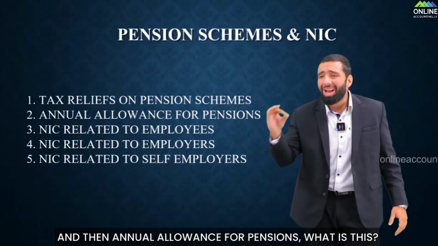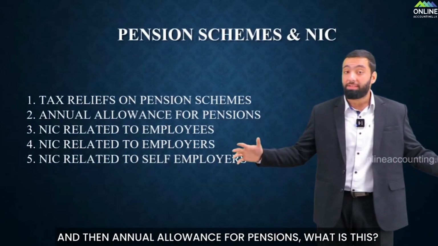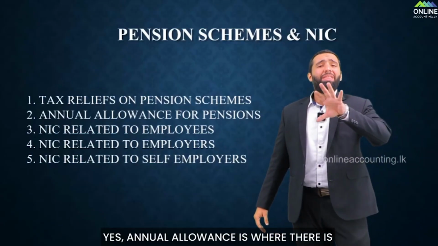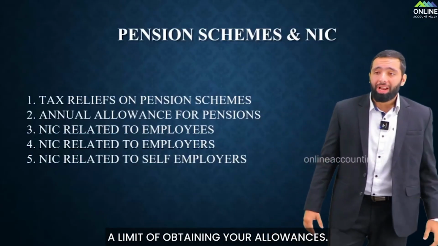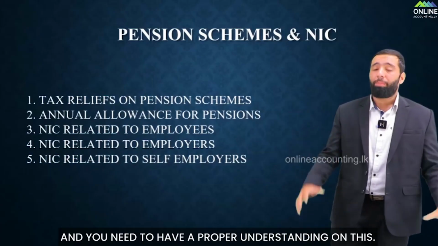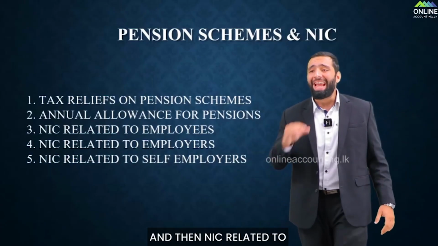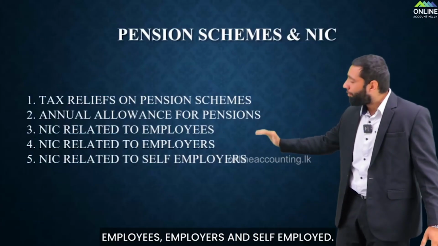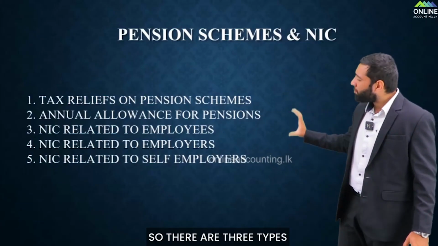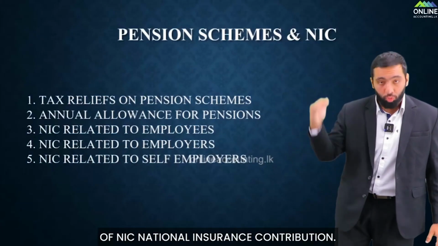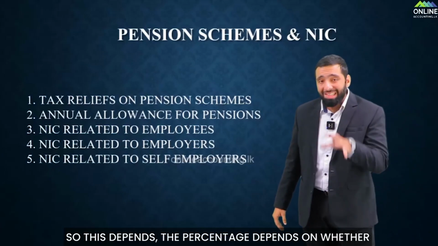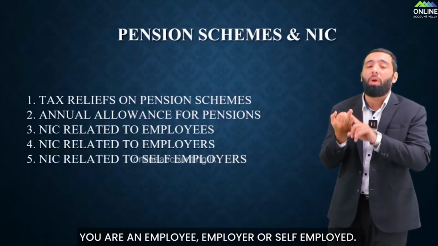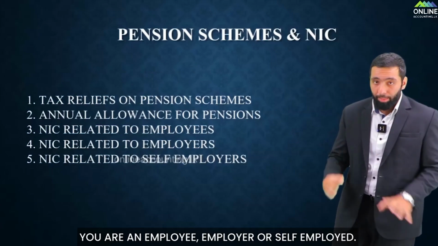And then annual allowance for pensions. What is this? Annual allowance is where there is a limit on obtaining your allowances, and you need to have a proper understanding of this. And then NIC related to employees, employers, and self-employed. So there are 3 types of NIC, national insurance contribution. The percentage depends on whether you are an employee, employer, or self-employed.